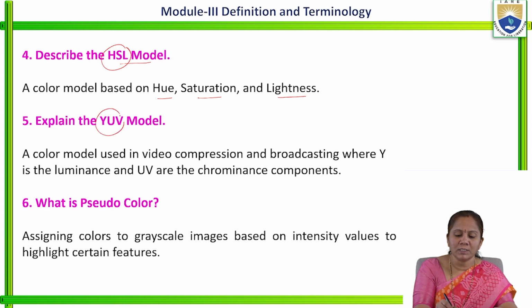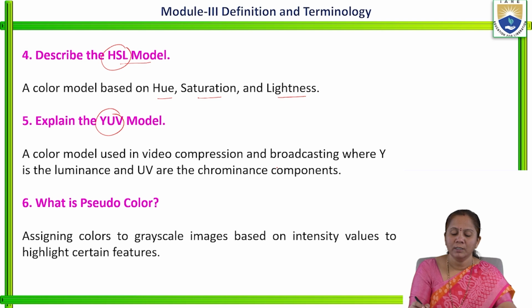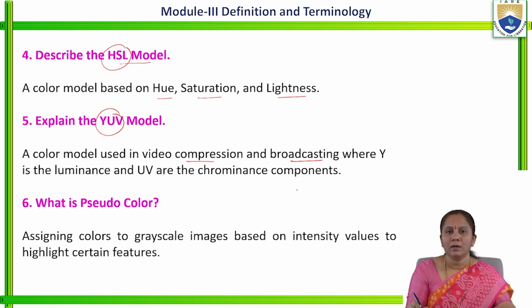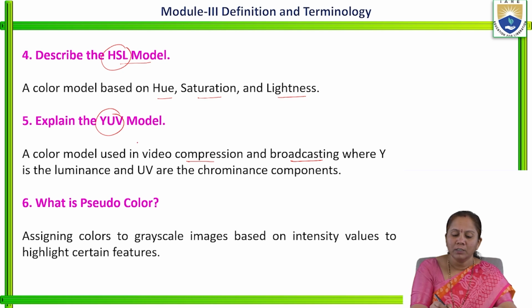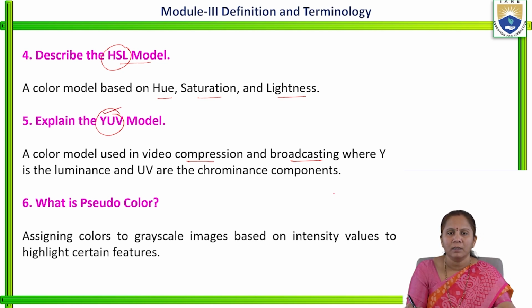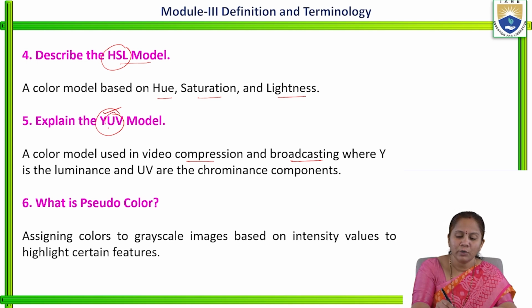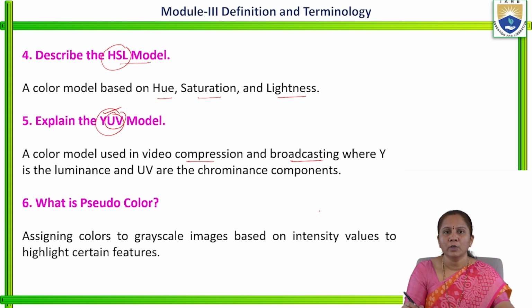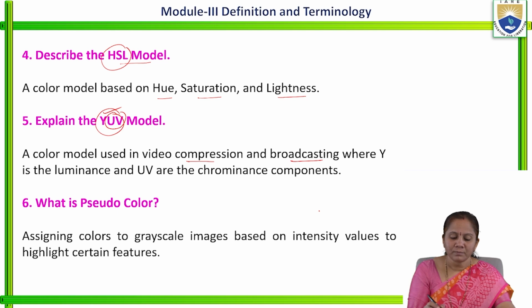And explain about this YUV model. So it is also one of the color models, which is used in video compression and broadcasting. So this type of YUV color model is used in applications like video compression and broadcasting. In this YUV model, Y represents luminance, whereas U and V represent chrominance components.